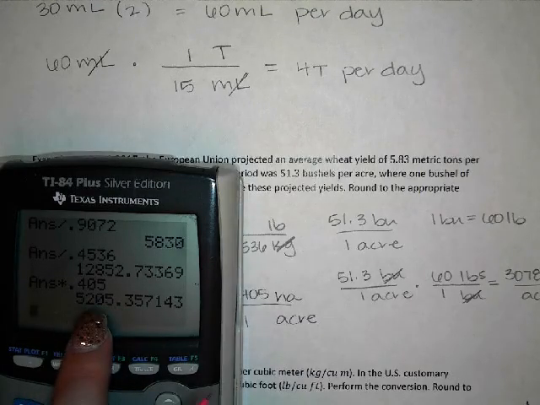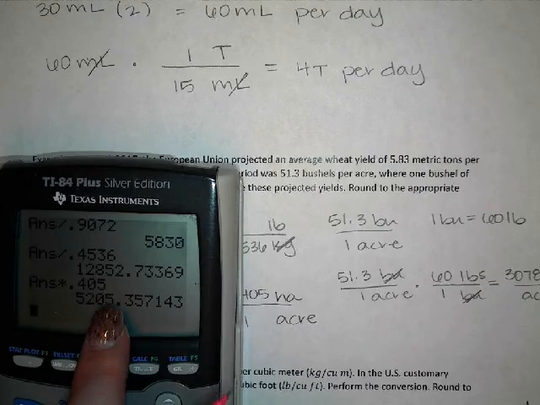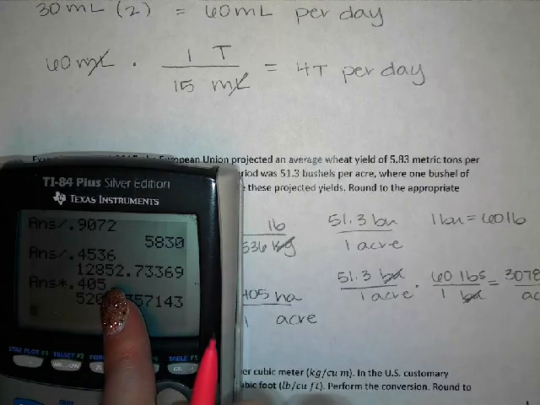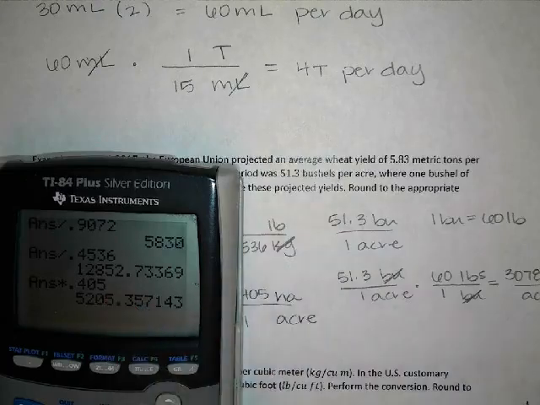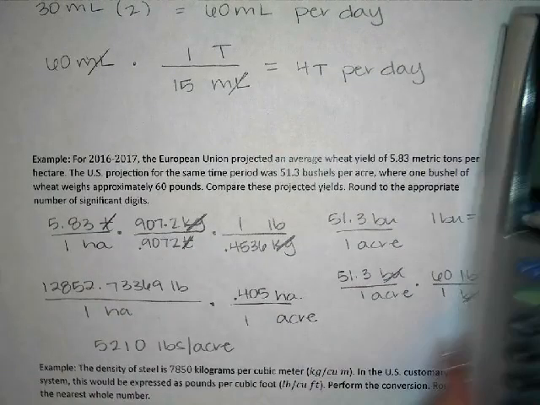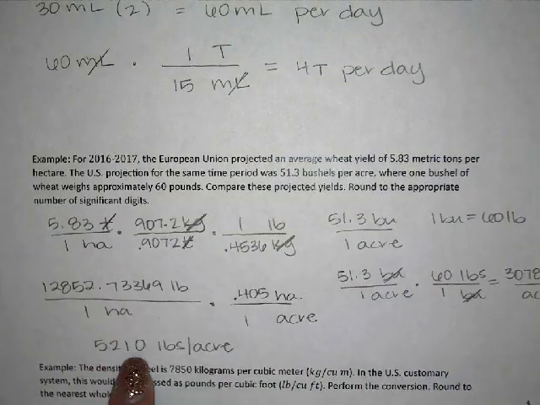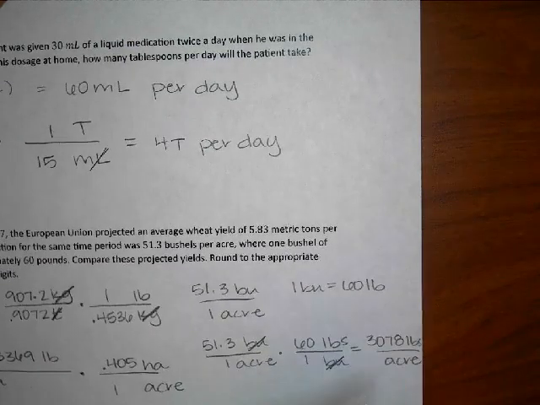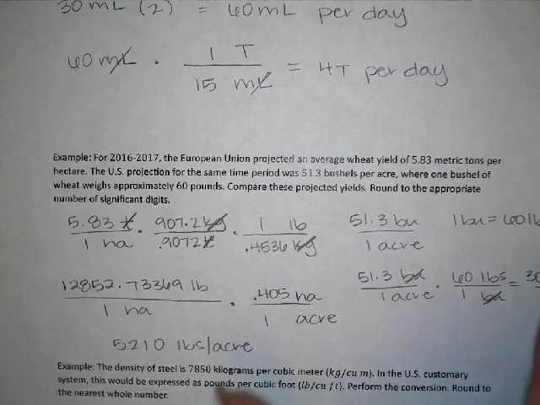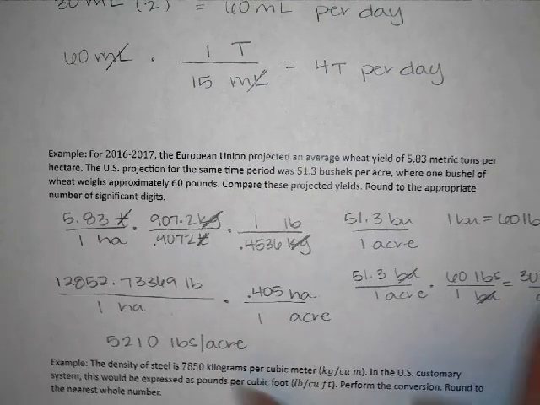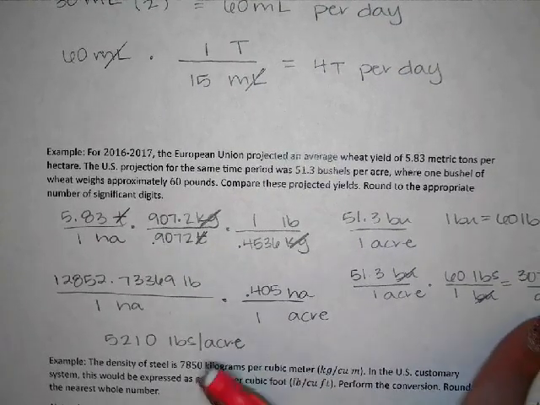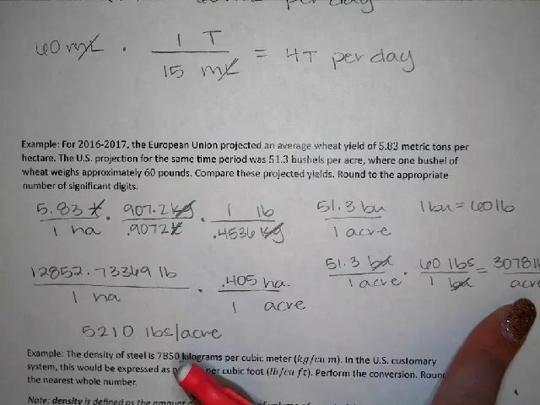So 5,210 pounds per acre compared with 3,078 pounds per acre. So that's the comparison of the projected yields. So we were changing them to be the same units so we could compare and see which one is bigger. The one in the European Union has a larger projected yield for the years 2016 and 2017. That was a lot of work for that one answer.